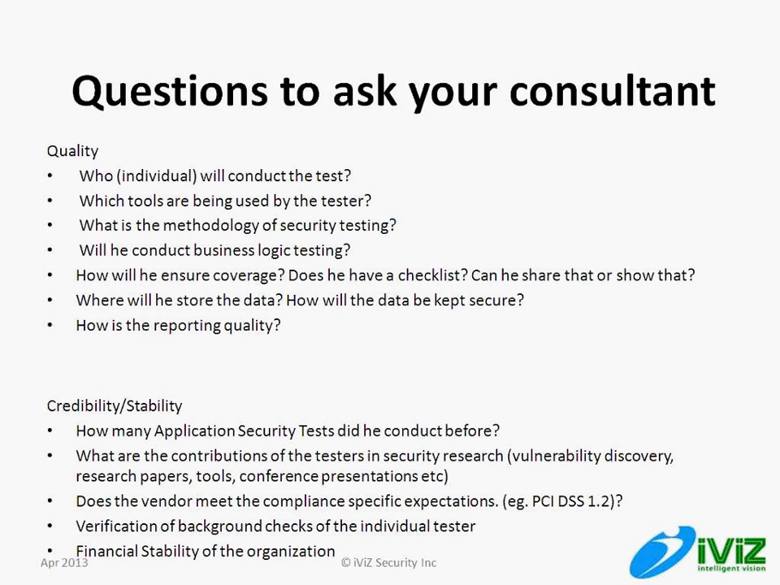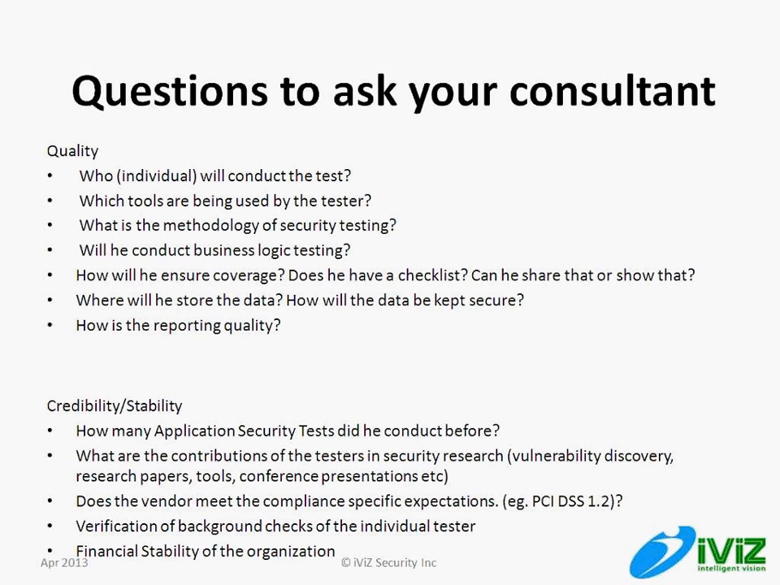The next one is where is he going to store the data? Is it going to be on his laptop? What kind of controls are there on the laptop to secure your data? So that's the other thing which you need to see. And how is the reporting quality? You should ask for a sample report and see does the report quality meet the kind of requirements which you have in the organization. Is the consultant flexible enough to change the reporting, which typically they are.